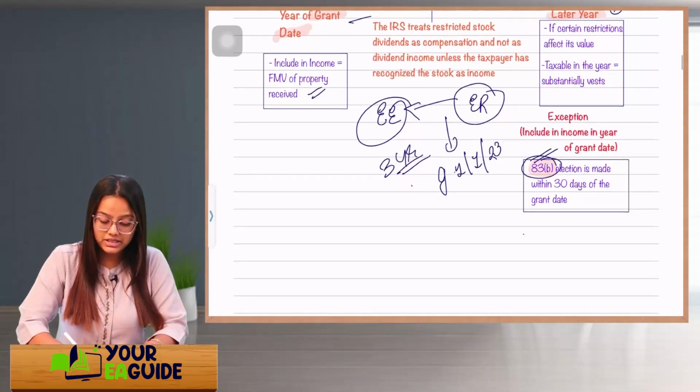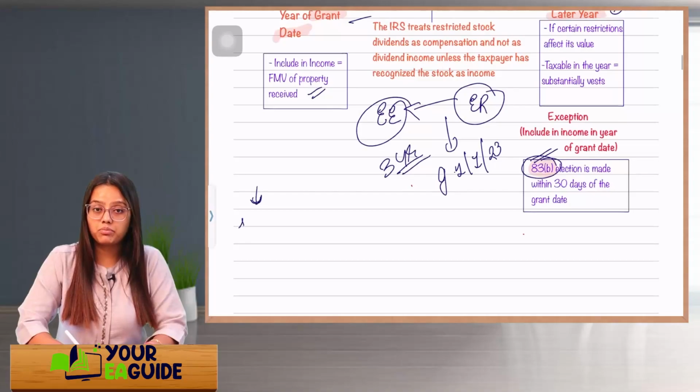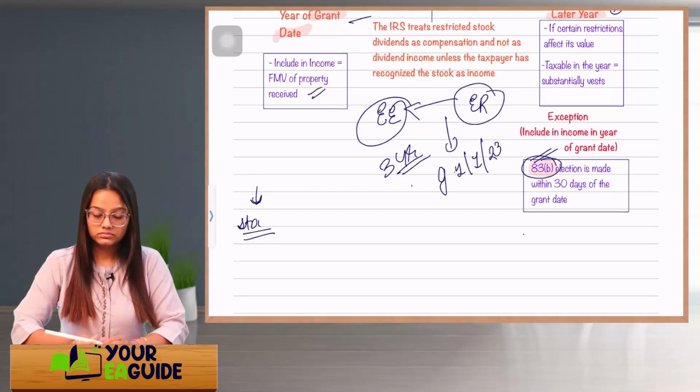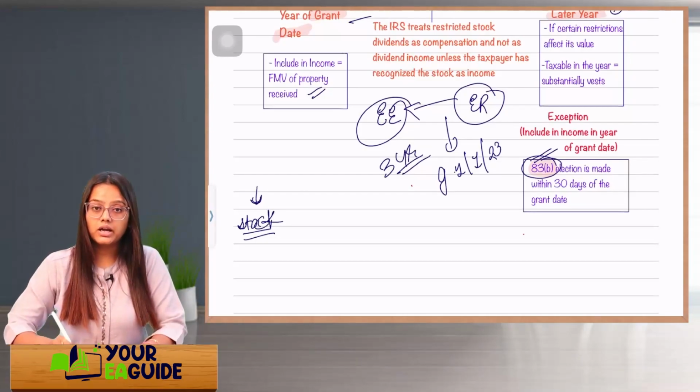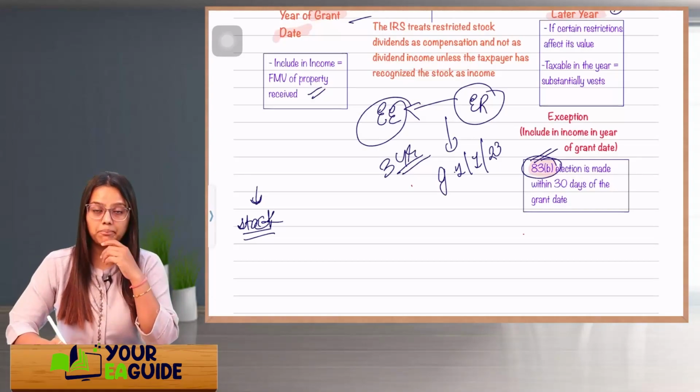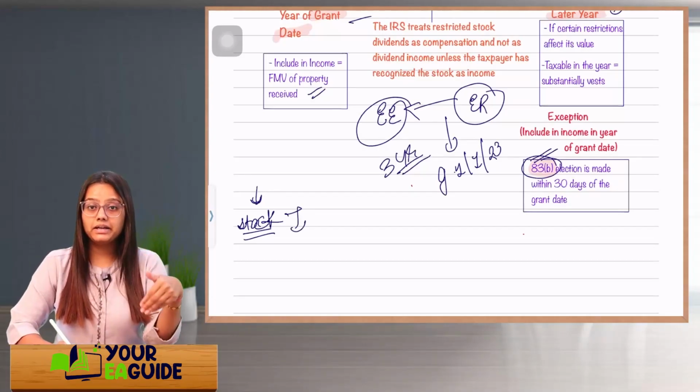Let's say you have received a restricted property, and that property is stock. So what will happen? This stock is, let's say, paying a dividend.